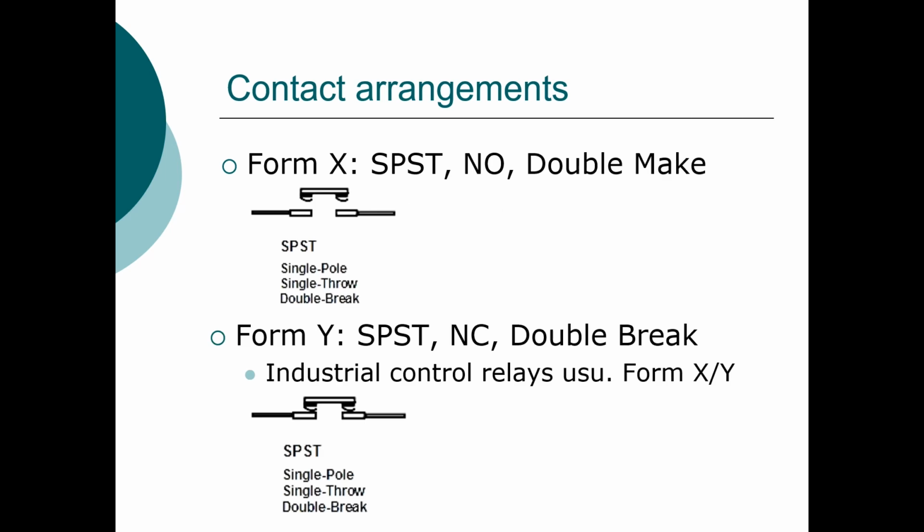Form X and Form Y are very similar to Form A and Form B. However, Form A and B are single make, single break, meaning there's only one contact point that's opening and closing. With Form X and Form Y, these are double make and double break, meaning that I actually have two points of contact that are connecting my incoming and my outgoing line, so my pole to my throw. And as I energize and de-energize my contactor or my relay, I'm actually opening up and closing two different points. A lot of control relays will usually use a combination between Form X and Form Y, where I can have a single pole, double throw, normally open, normally closed contact.